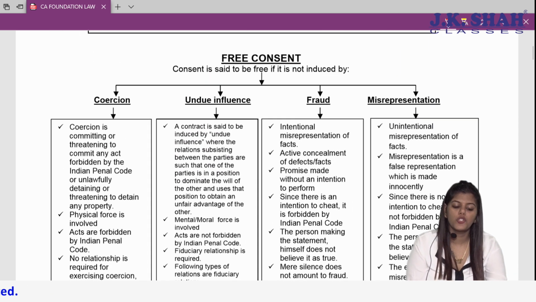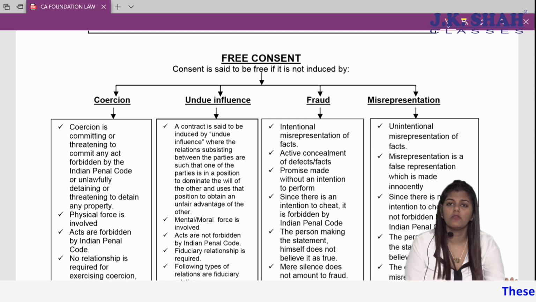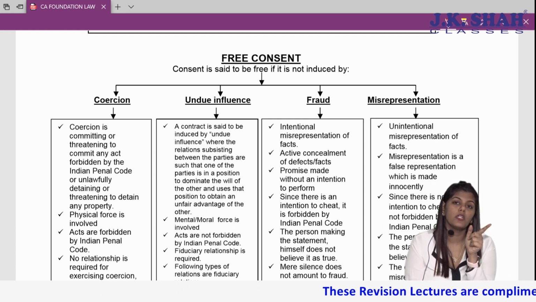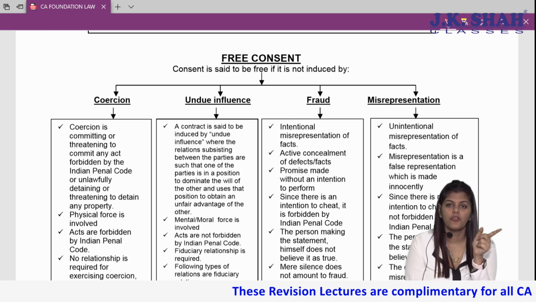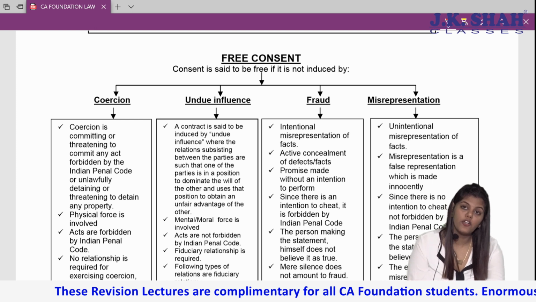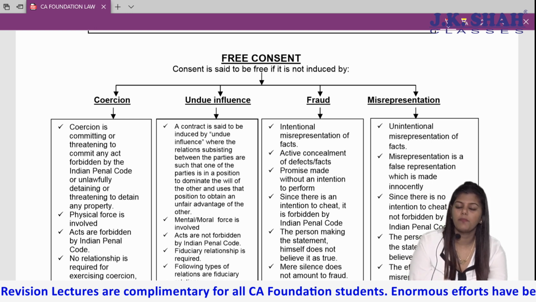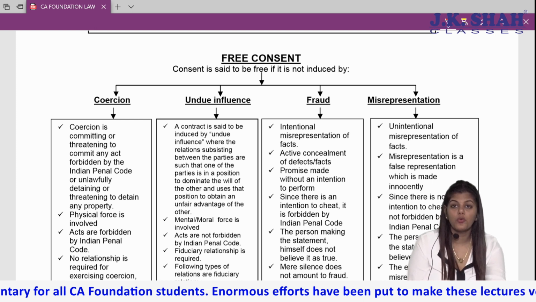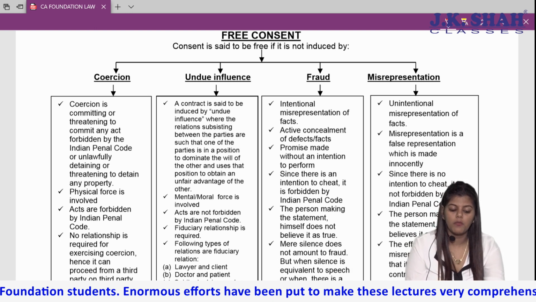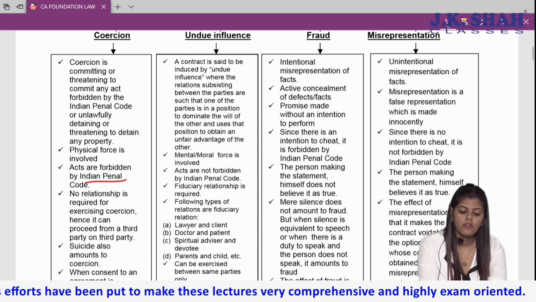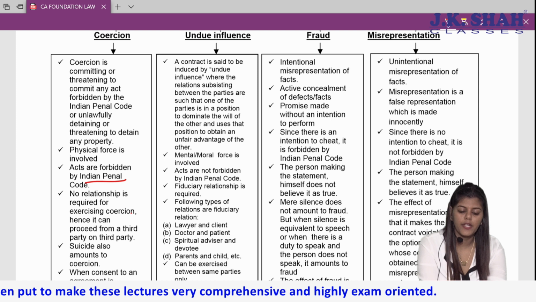Let's talk about coercion. It's very simple. Dhamki, threatening someone. If you don't sell me a house for 5 lakhs, I will kill you or I will kill your wife. This is coercion because you are committing or you are threatening to commit something which is forbidden by IPC. Physical force is involved because someone is threatening you to kill or something which is forbidden by IPC. Acts are forbidden by IPC. This point, no relationship, I will tell you.